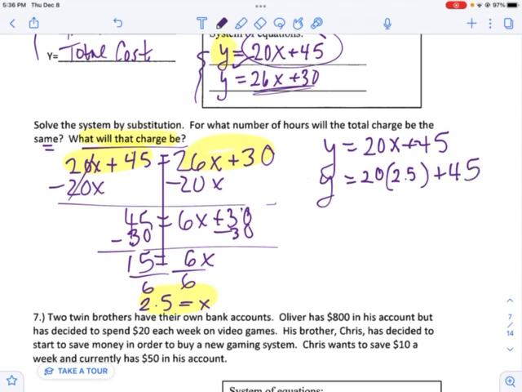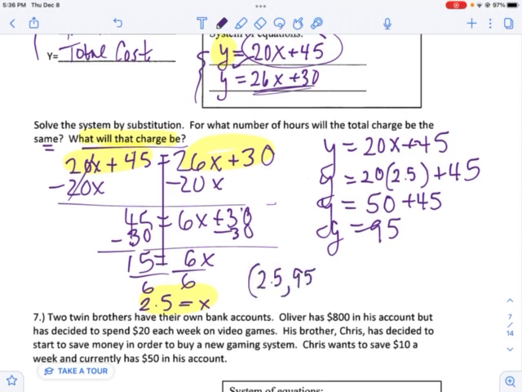All right, so let's answer the question. Word problems usually require a word answer. So back up to how we define these. Remember, X is number of hours and Y is total cost. So the question is, for what number of hours will the total charge be the same? That's 2.5 hours. And what will that charge be? $95.